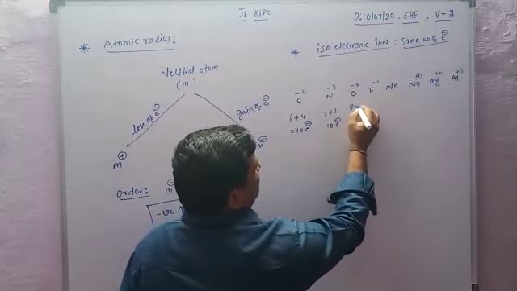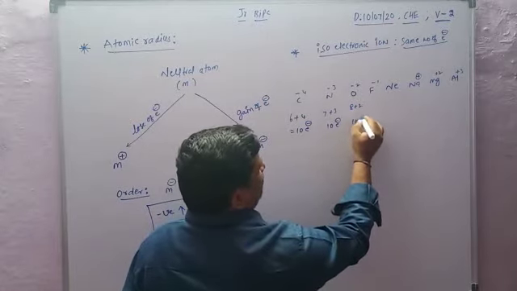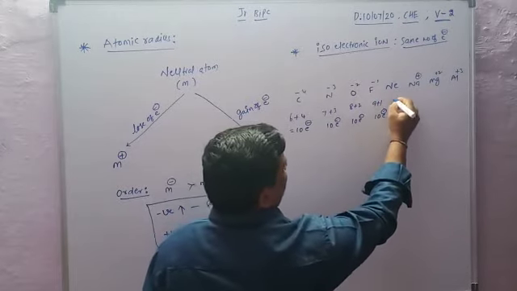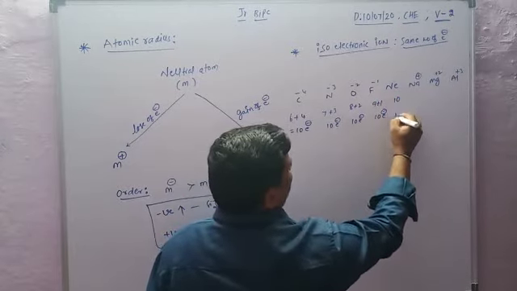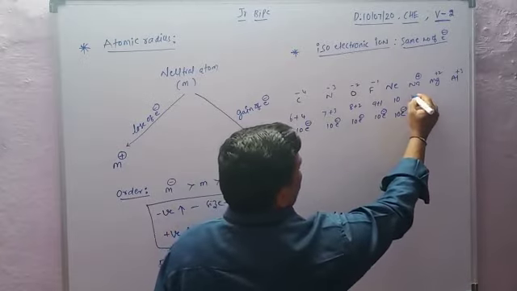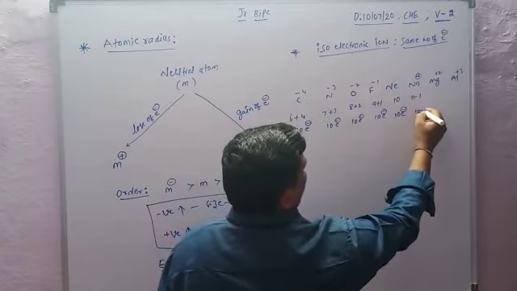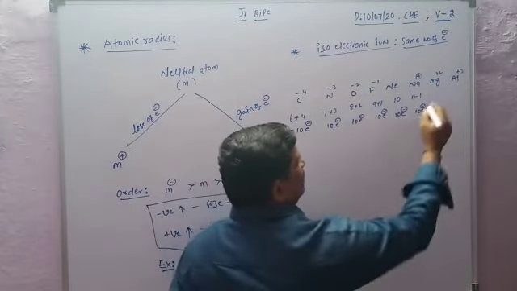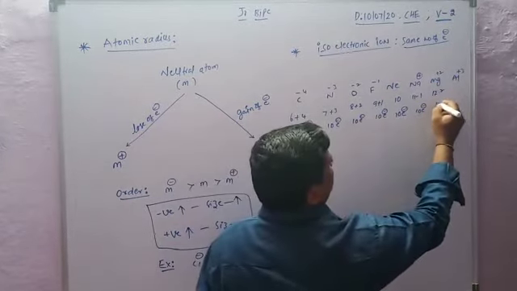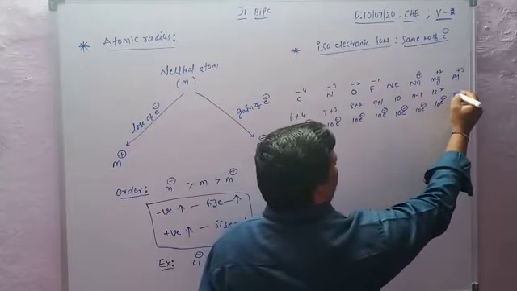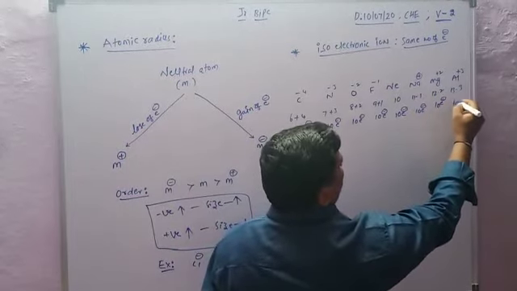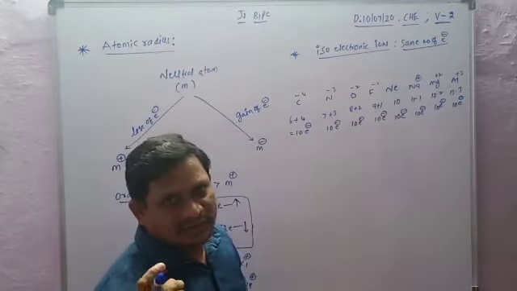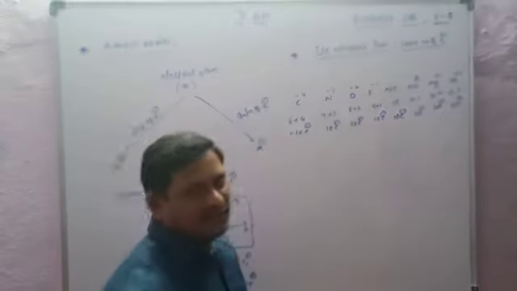O²⁻ is 8 plus 2, which is 10 electrons. F⁻ is 9 plus 1, equal to 10 electrons. Ne has 10 electrons. Na⁺ is 11 minus 1, equal to 10 electrons, because Na⁺ means it lost 1 electron. Mg²⁺ is 12 minus 2, which is 10 electrons. Al³⁺ is 13 minus 3, which is 10 electrons. So all of them have the same number of electrons, that is 10 electrons.